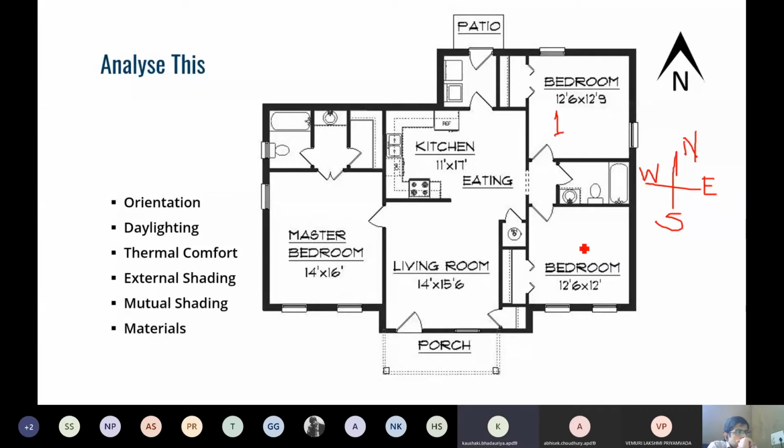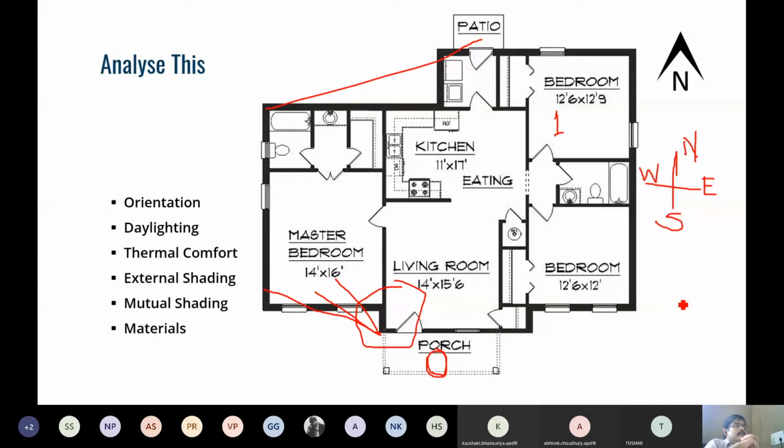Mutual shading means a kind of shading that we get from other parts of the house, like the walls. The adjacent walls, probably. Yes, the surrounding walls. For example, look at this part. If the sun is in this location, there is going to be a chance of mutual shading here. Otherwise, there are flat walls. That is what mutual shading is.